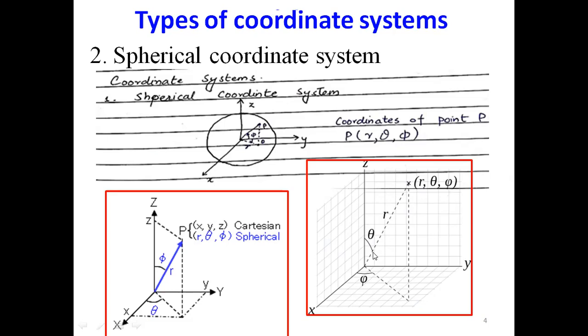the projection of this line. If we draw the projection of this line on xy plane, then this would be the projection of line r, and the angle which the projection of this line is making with x-axis is actually phi. So here we have the coordinates r, theta, and phi for a point in space.